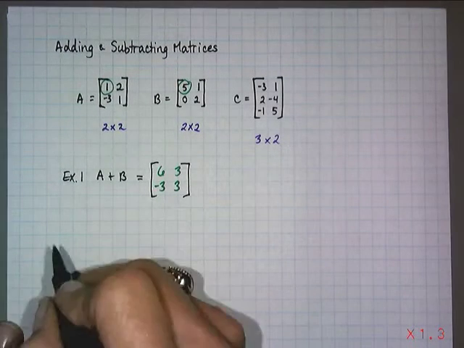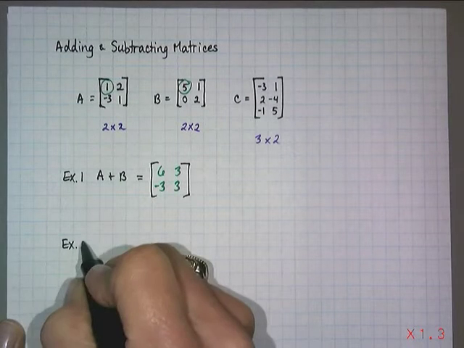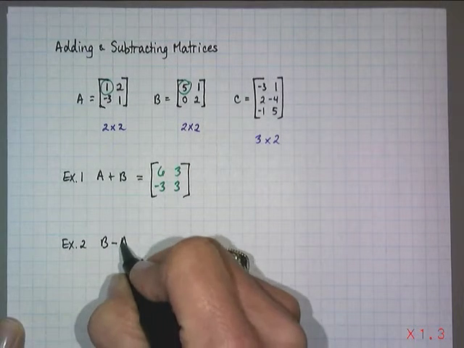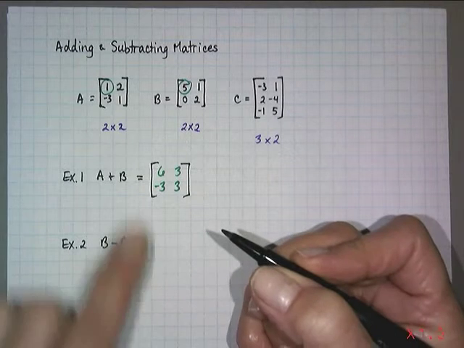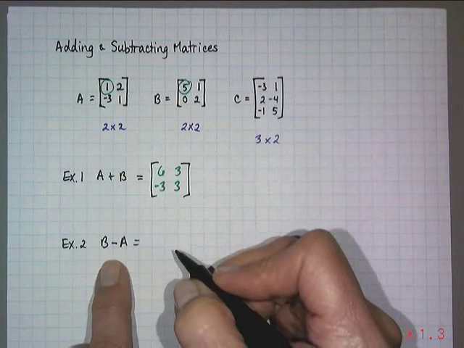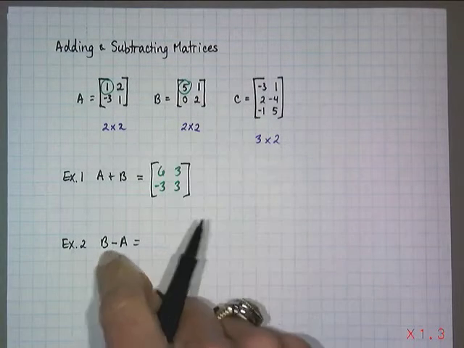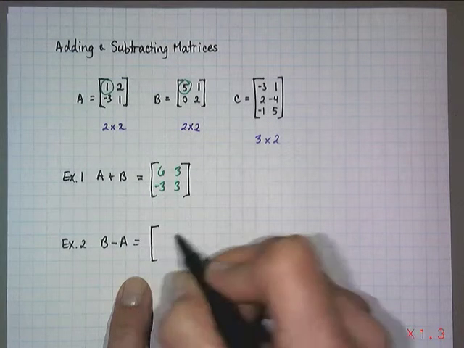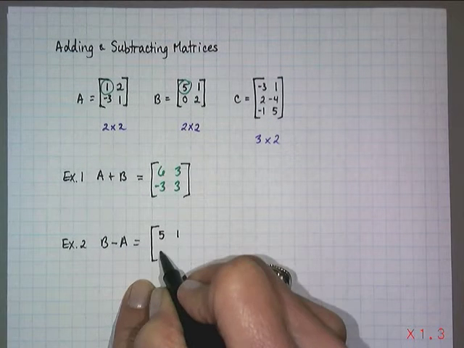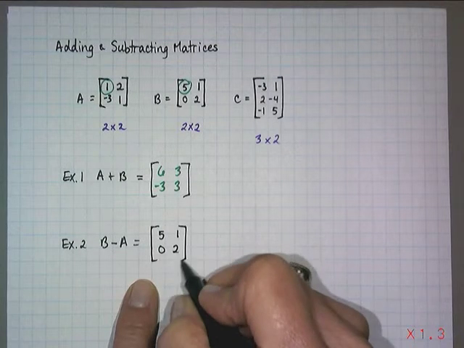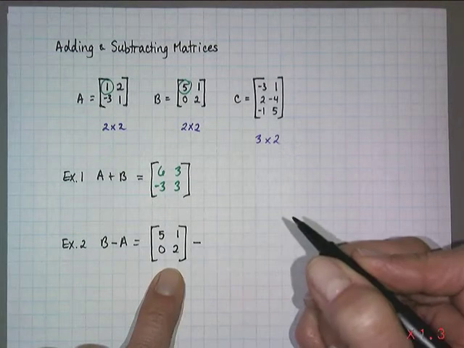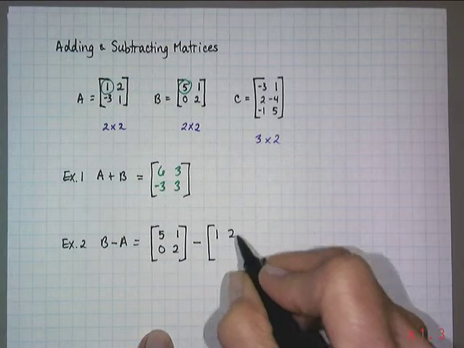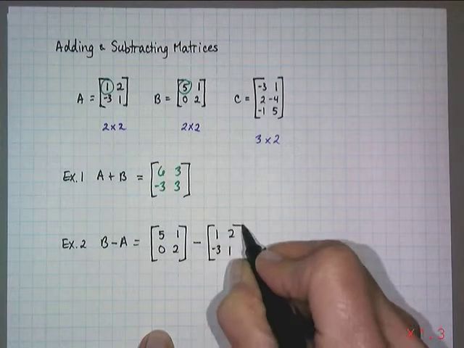Now let me show you subtraction. If I wanted to say take matrix B, for example, and subtract A from it, then I'm going to start with matrix B. And by the way, when I do subtraction of matrices, I like to write my matrices in the order that they're given to me. So I'm going to rewrite them here. 5, 1, 0, 2. That's matrix B. I'm going to subtract from it matrix A. 1, 2, negative 3, 1.